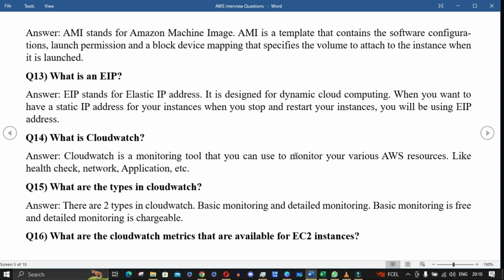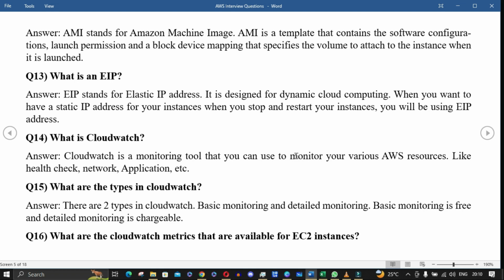Question number 15. What are the types of CloudWatch? Answer. There are two types of CloudWatch: basic monitoring and detailed monitoring. Basic monitoring is free and detailed monitoring is chargeable.